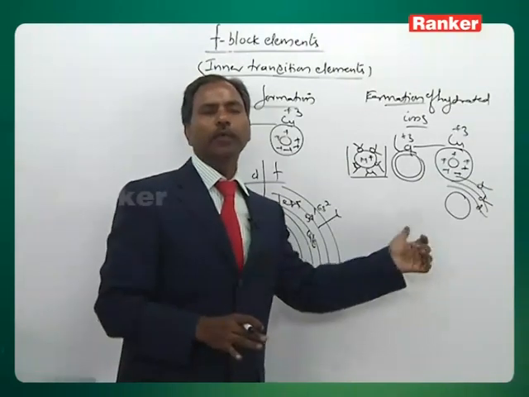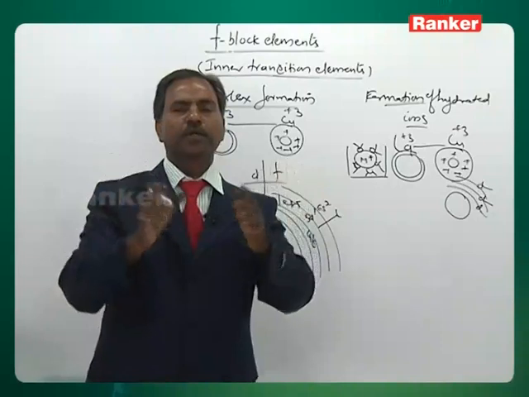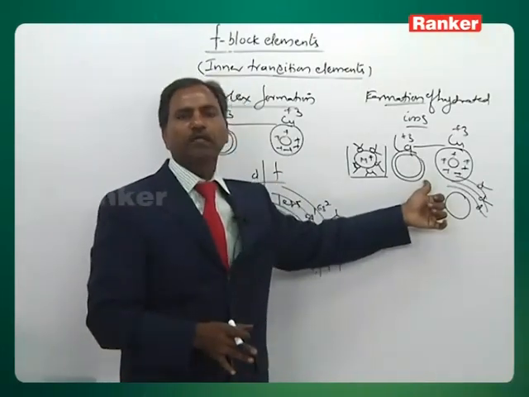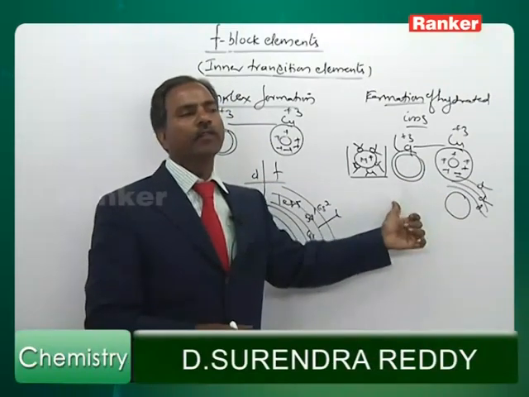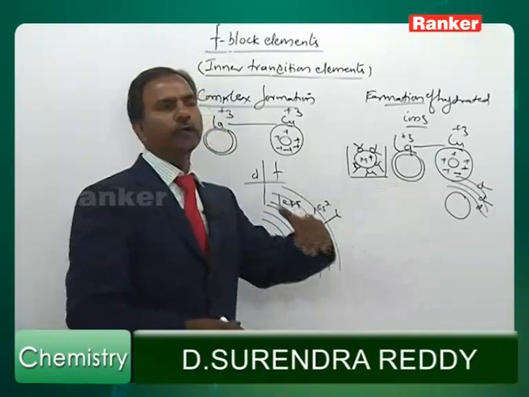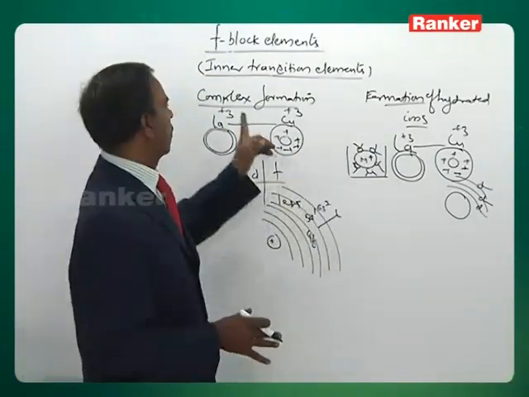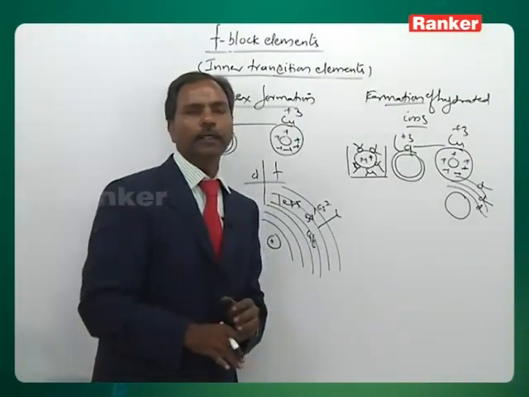Similarly, from lanthanum to lutetium, the sizes of hydrated ions also increase. Means what you can understand? The lutetium hydrated ion is very big in size and the lanthanum hydrated ion is small in size. The same concept is useful to discuss other concepts. Let us have a discussion of the next concept, after complex formation and formation of hydrated ions.